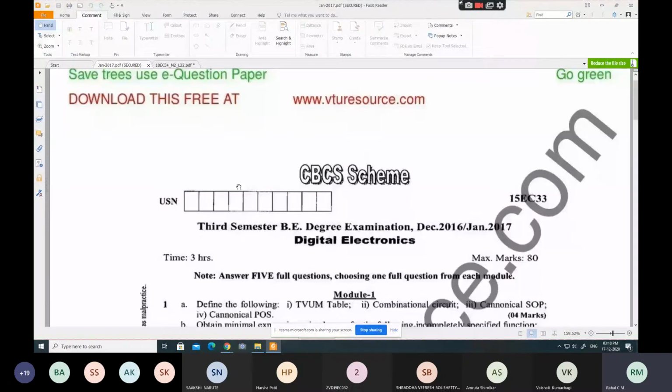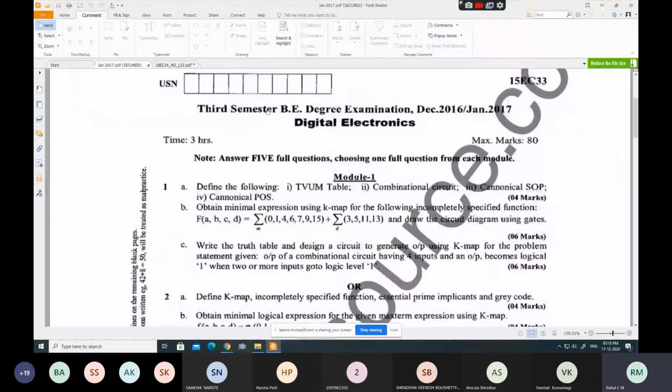The 17 paper which I'm having now. Some things are there for your syllabus and some things aren't, but still we can try identifying the way the questions have been asked. Is it okay? Yes, sir. First question, TVUM is not there for you.